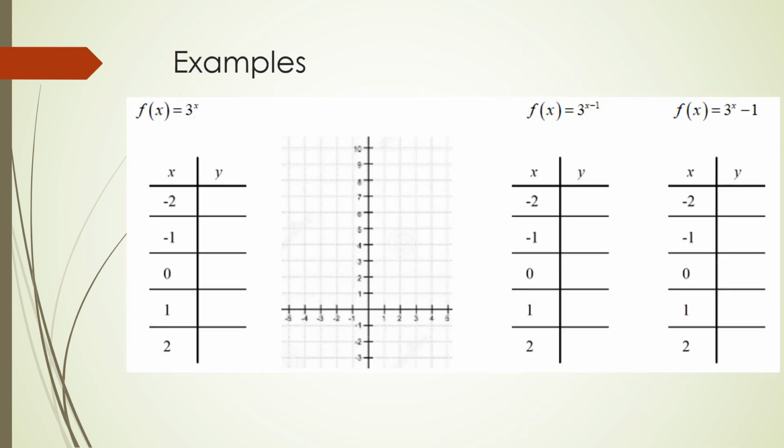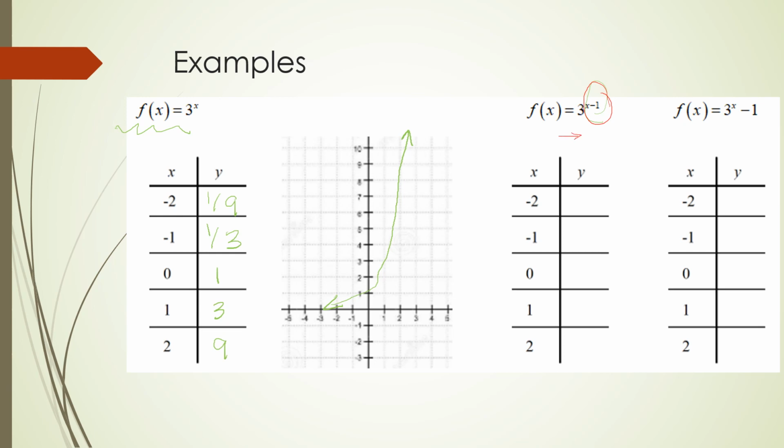So let's take a look at a couple of transformations that we can do. Once again, we'll start with the parent function of f(x) = 3^x. But remember, our points were (-1, 1/3), (0, 1), (1, 3), and (2, 9). Let me draw that as best I can here. Something like that. Now, if I'm going to take x and subtract 1 in the exponent, that means I'm going to move it to the right 1 unit.